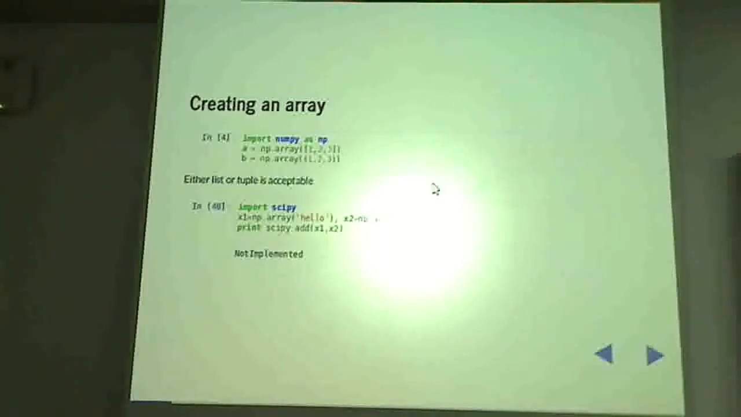What's an immutable version of a list? Tuple, right? So this is a tuple. It doesn't have square brackets, it has these rounded brackets. This indicates that it's a tuple. But both of these will work. A and B are arrays with identical values. Both of these commands will work. Either list or tuple is acceptable.